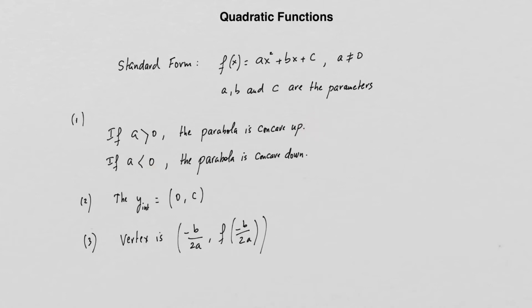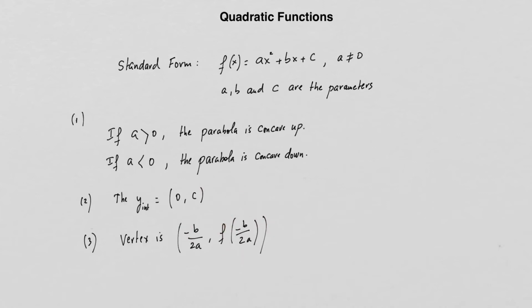If A is negative and the parabola is concave down, then my vertex will be a maximum. And how do you find a maximum or the minimum? It's this point. The x coordinate of the vertex is -b over 2a. And of course, the y value is just plug in this value to get the value, right?